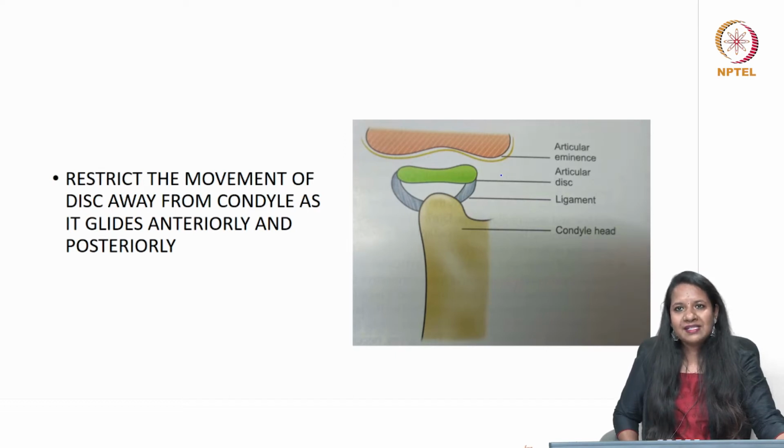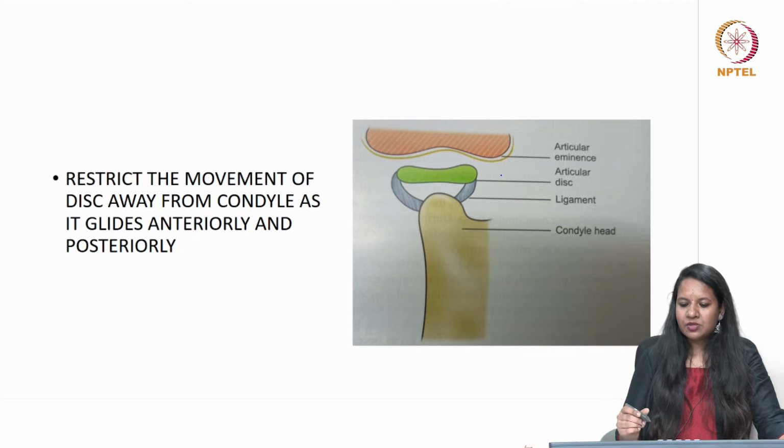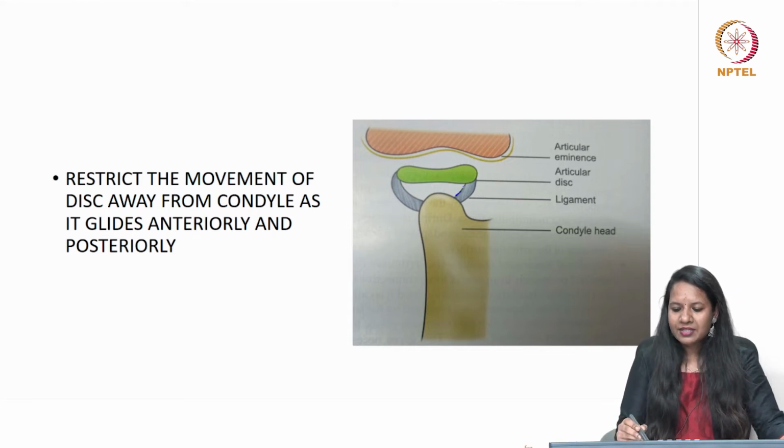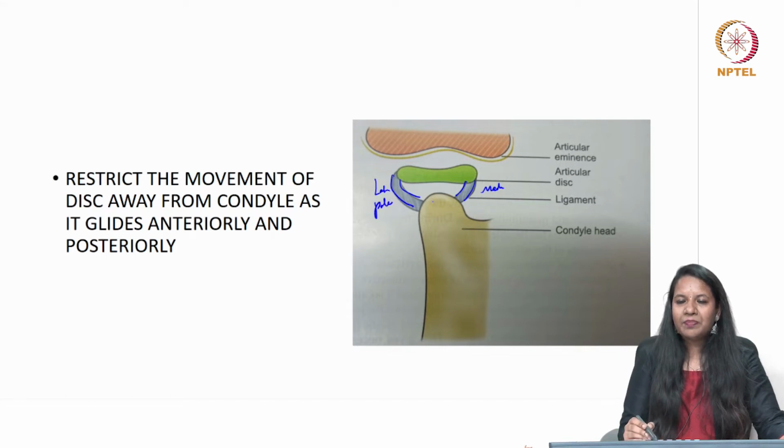The function of this is to restrict the movement of disc away from the condyle as it glides anteriorly and posteriorly, that is, it should not allow the disc to move away from the condyle. So, it will prevent the separation of disc from the condyle, to say in simple words. So, this picture shows the collateral ligament which is getting attached to the articular disc. This is the medial pole and this is the lateral pole. So, this will prevent the separation of this articular disc from that of the condyle during movement.